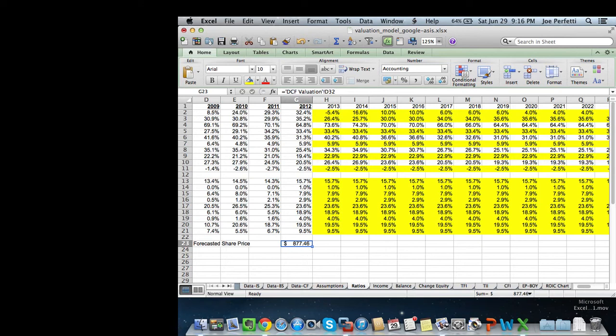All right, so I don't know exactly what the growth is, and I don't know exactly what the margin is, but I start to believe that there's a reasonable range of growth and margin that explains the current share price. And that's really what I have to get comfortable with.